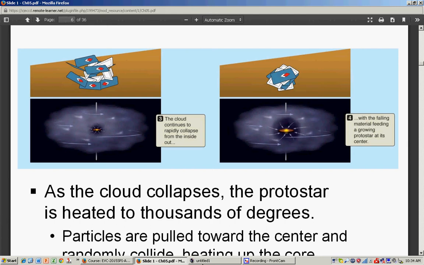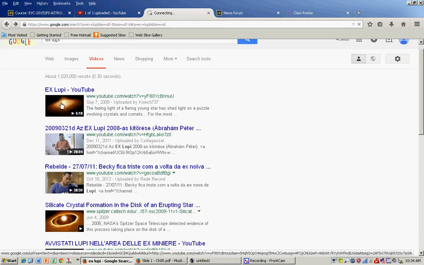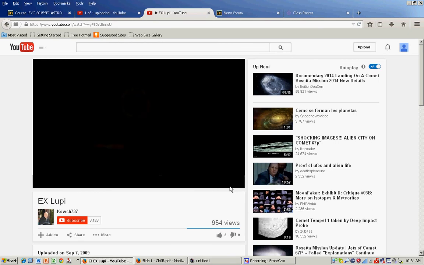Because of that, let me show you a cool movie here, a better display of this circumstellar disk.